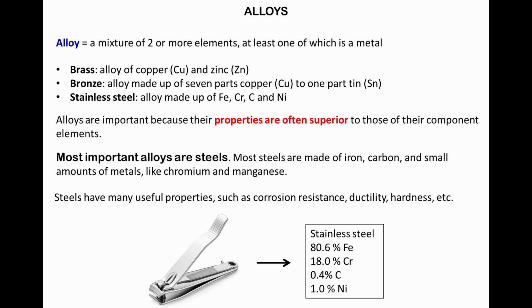Brass is an alloy of copper and zinc. Bronze is an alloy made up of 7 parts of copper and 1 part of tin. Stainless steel is an alloy made up of iron, chromium, carbon and nickel. The most important alloys are steels. Most steels are made of iron, carbon, and small amounts of metals, like chromium and manganese. Steels have many useful properties, such as corrosion resistance, ductility, hardness, etc.